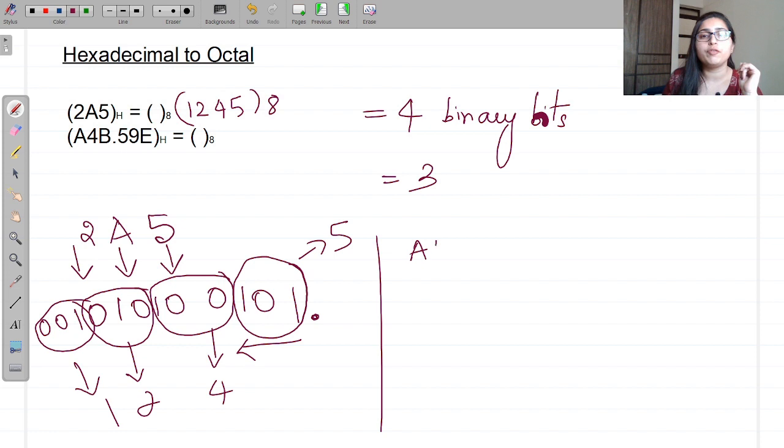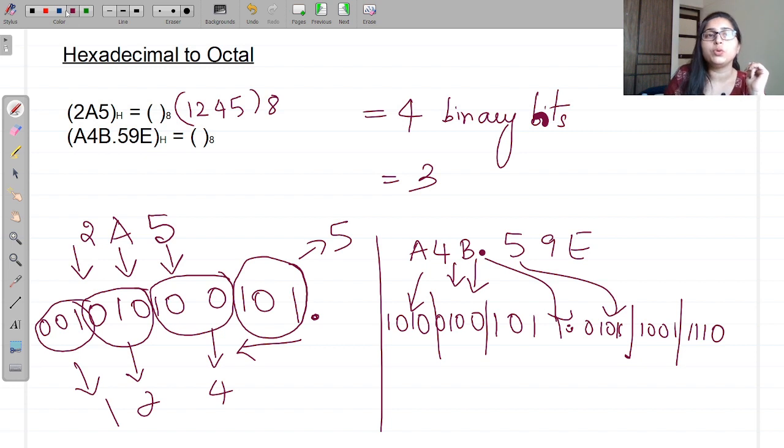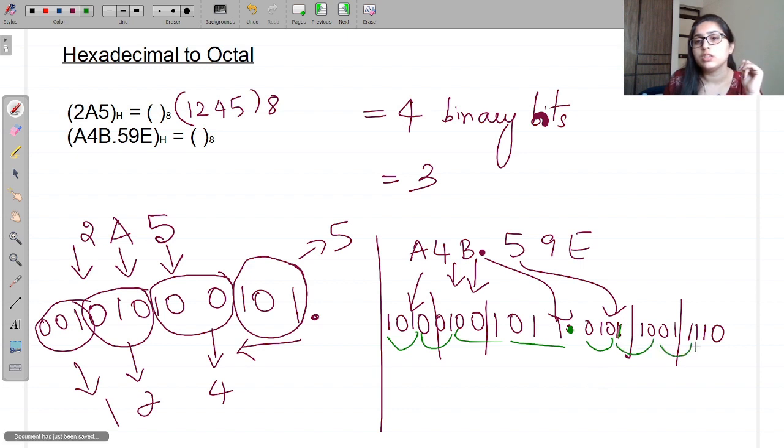So now we have A4B.59E. So write it: B is 1011. This is 0100. This is 1010. And this point I will carry as it is. 0101 1001 1110. Now I have to group it in 3, that is from the point, right? From this point I'm grouping 3, 3, 3. Here to the right I'm going. So now write it: 011 is 3, 001 is 1, 001 is 1, 101 is 5.